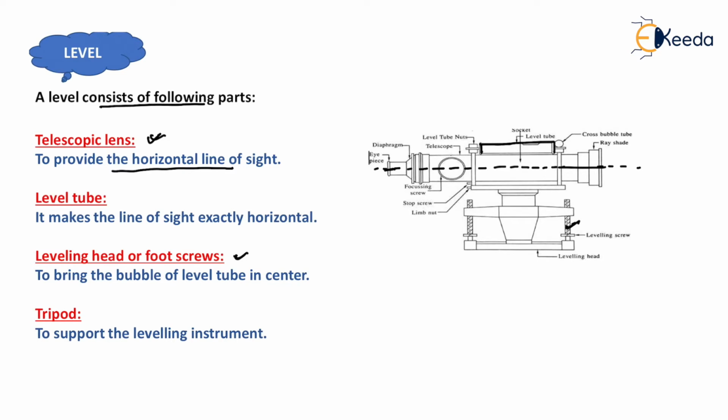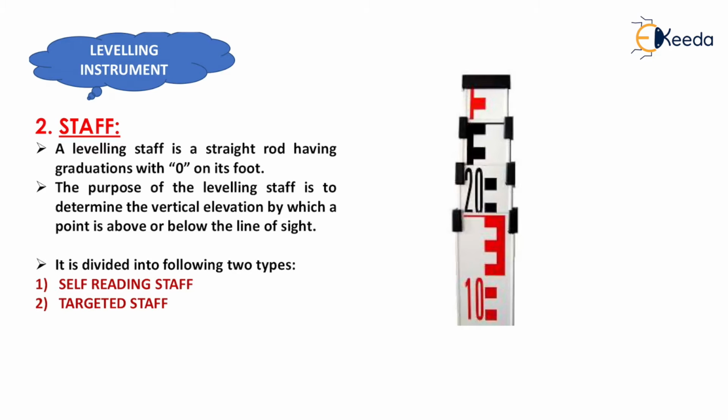Generally, during the centering work, we will move the foot screws inward or outward to bring the bubble of the level tube in the center. Next one is tripod. Tripod is generally used to support the leveling instrument. Now the next instrument which we will use in the leveling is the staff.